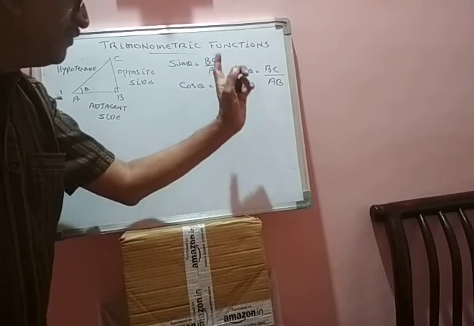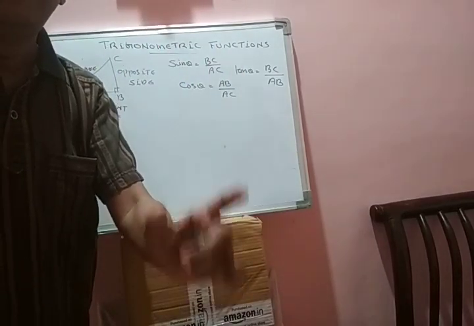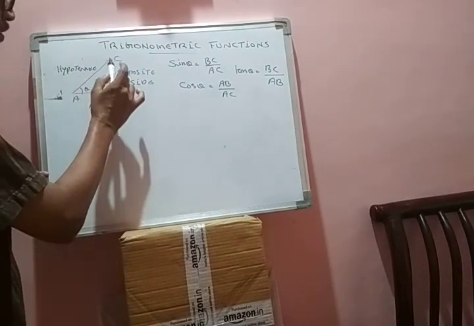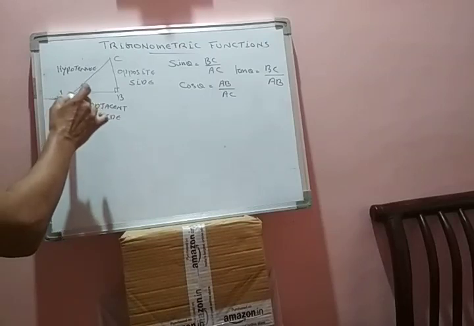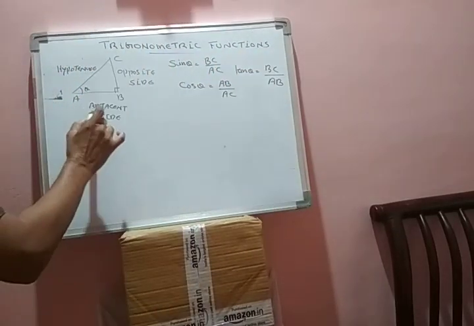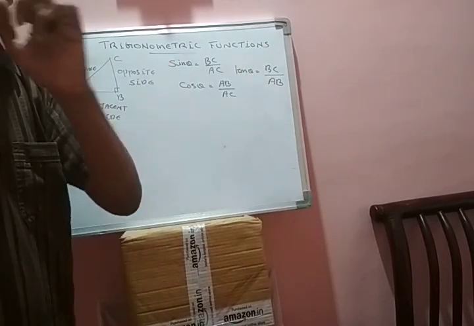And tan theta is defined as opposite side divided by adjacent side. Here the opposite side is BC, in the numerator, divided by the adjacent side. The adjacent side is AB. Therefore, BC by AB is tan theta.